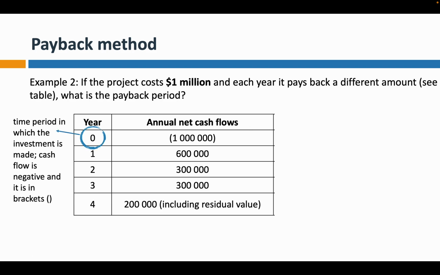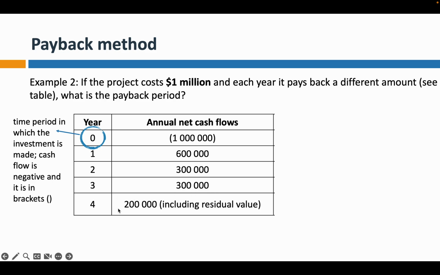At the beginning, we also insert year 0. This is the year where we actually make the investment. It's the time period in which the investment is made. That is why the cash flow is negative and it is in brackets. So we already put the $1 million here into brackets. That means here we made the investment. Now, in year 1, we get $600,000. In year 2, we generate $300,000 of net cash flows. And in year 3, we generate again $300,000.